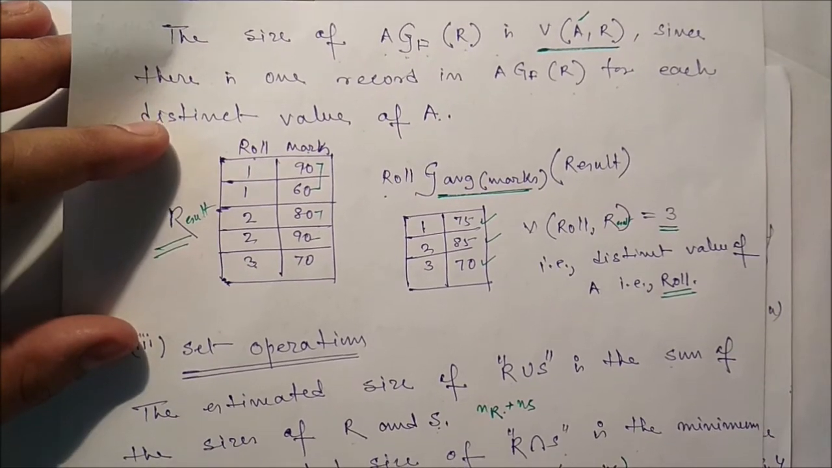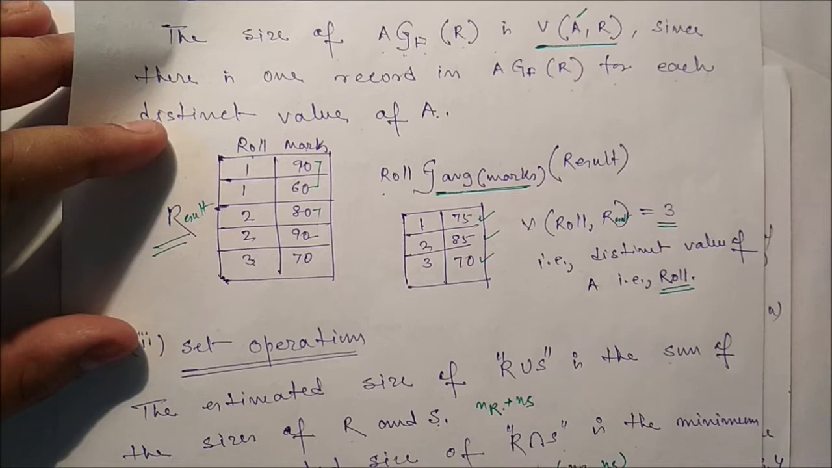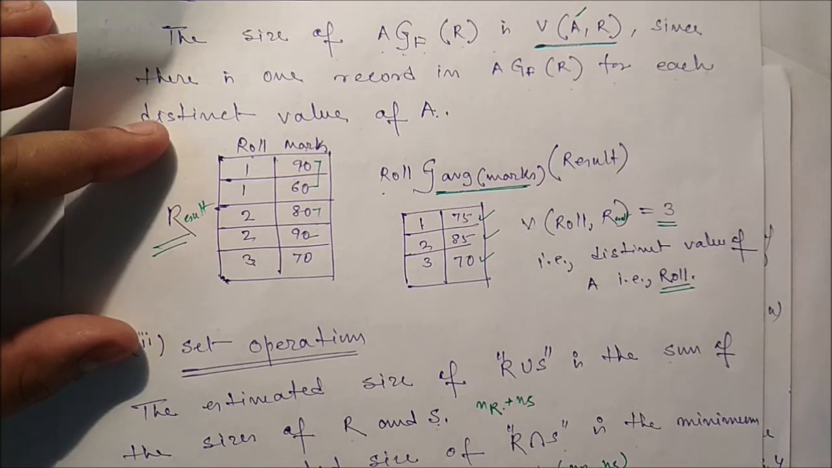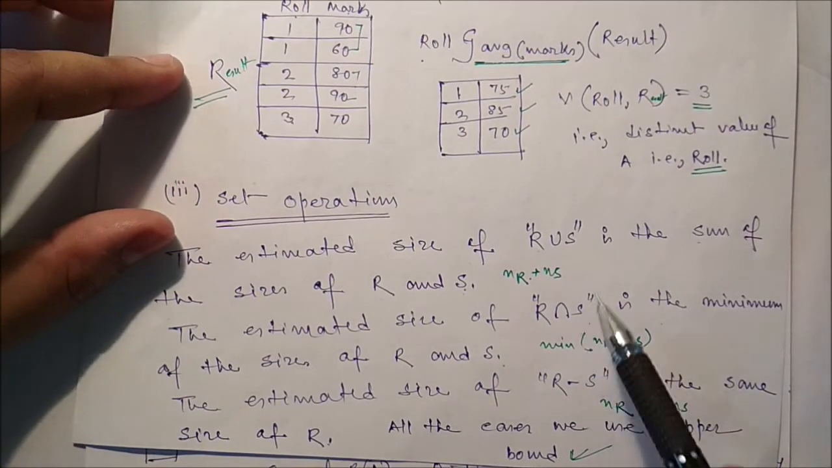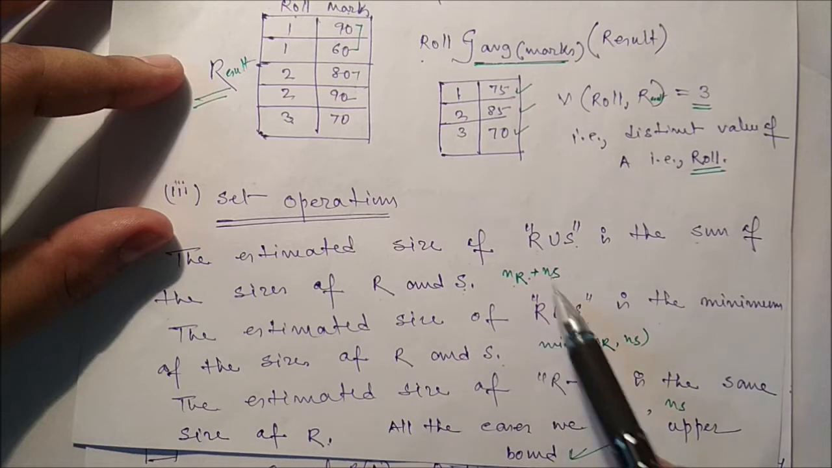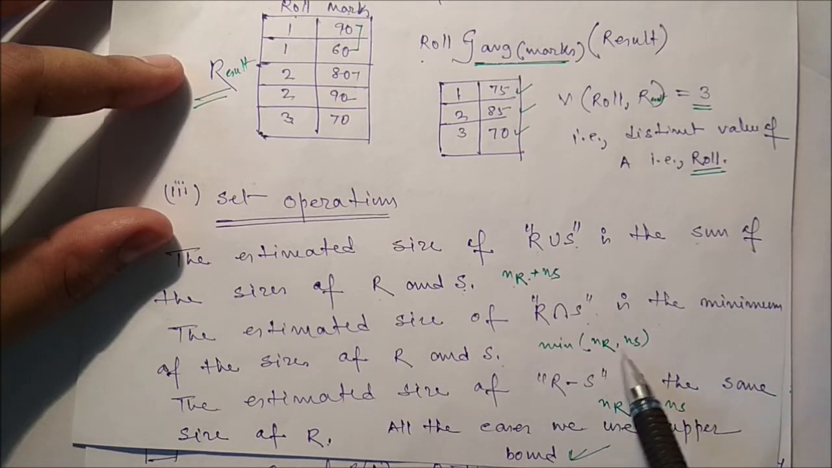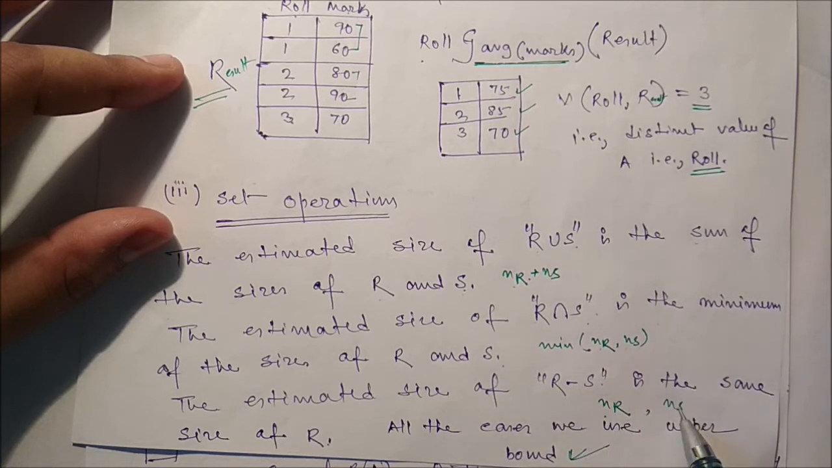If it is R minus S, in that case we use the size NR. And if it is S minus R, we have to use NS. Are you getting this one? So if it is R union S, it is NR plus NS. If it is R intersection S, we have to take the minimum of NR and NS. If it is R minus S, we have to take NR. And if it is S minus R, we have to take NS.